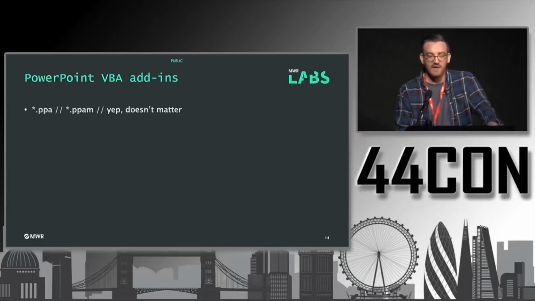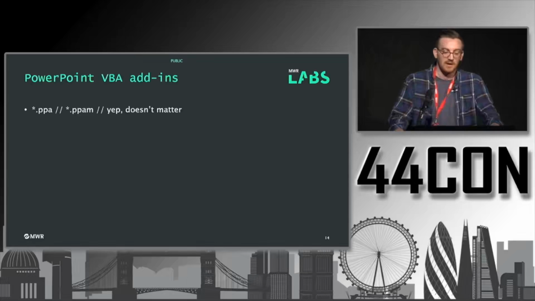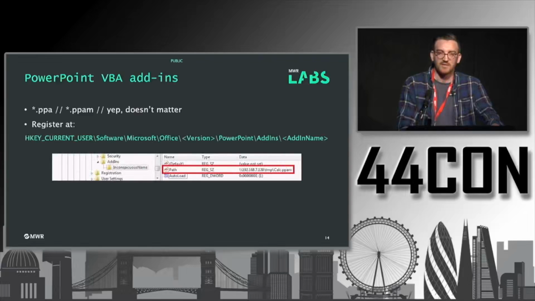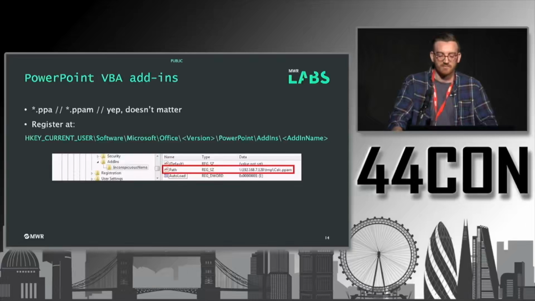PowerPoint also has VBA add-ins. The file extensions in this case are PPA and PPAM, and a Microsoft Word thing. It doesn't really matter if you rename them, you can call them whatever you want. You do, however, configure them a little bit differently. So the idea is the same, that you're supposed to drop them in the startup location for Microsoft PowerPoint, but they don't get loaded automatically. You do have to create a registry key property which points to them.